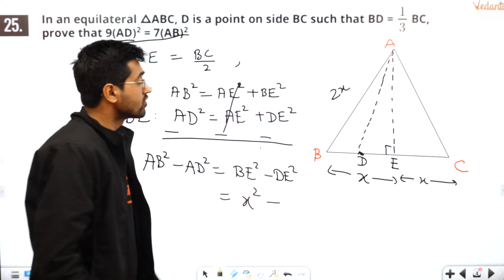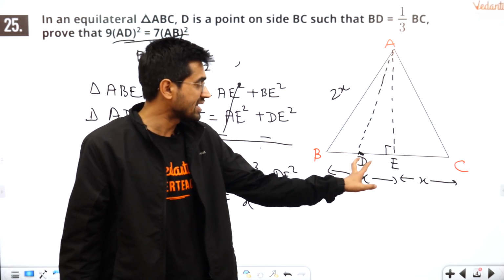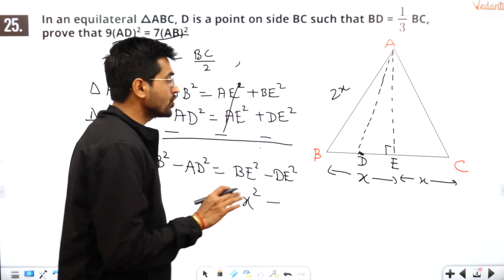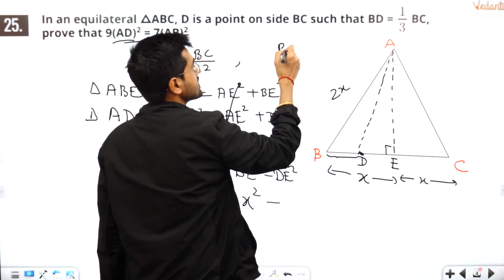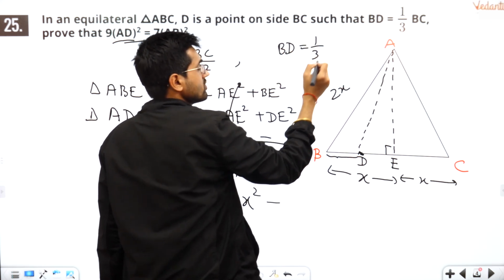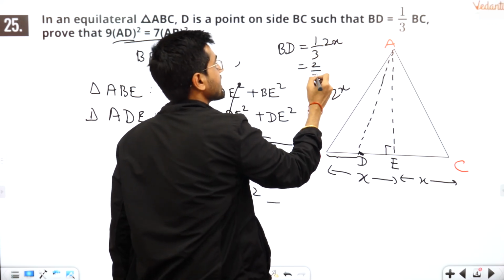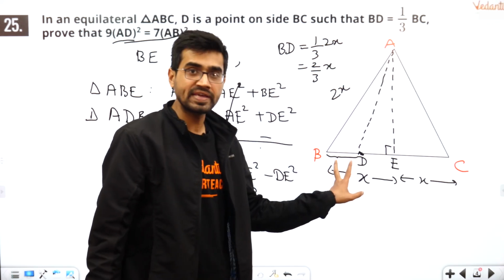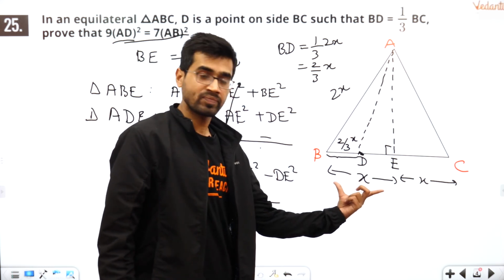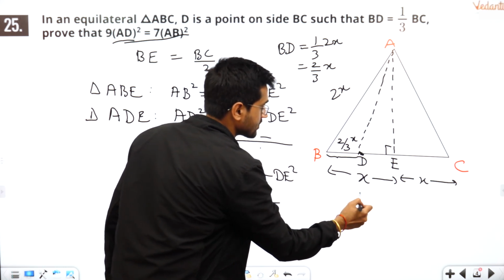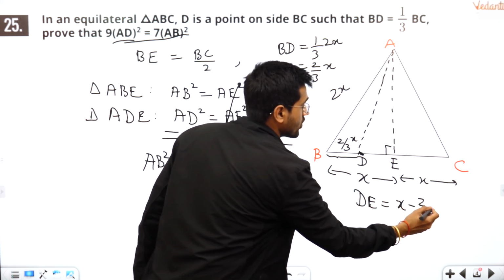Trust me. What is DE? So DE I do not know. But do you understand, what is BD? BD is 1 by 3 BC. What is BC right now? BC is 2x. So what is this? 2 by 3x. So what is BD? 2 by 3x. And what is BE? x. So can I find DE? Yes. What is DE? It is x minus 2 by 3x.